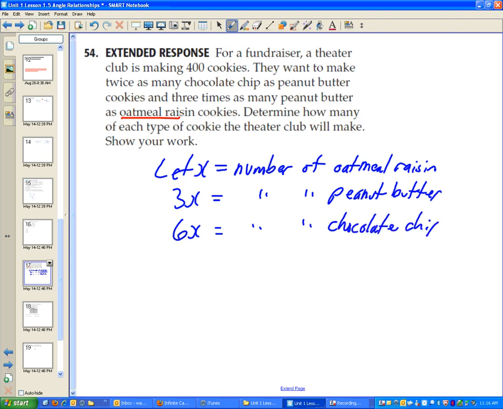Now, since they're going to make 400 cookies, if you're in my house, you better make 500 if you're going to take 400 somewhere.